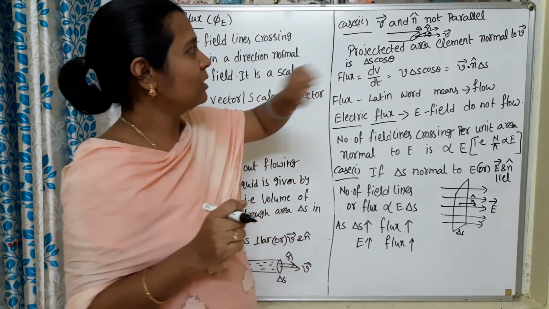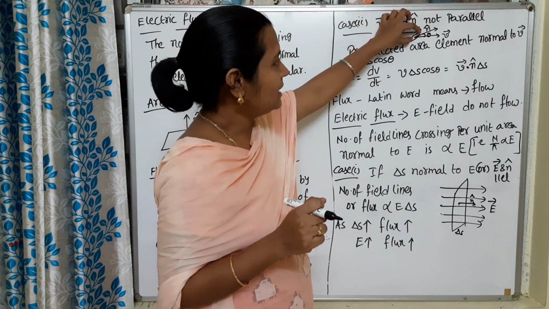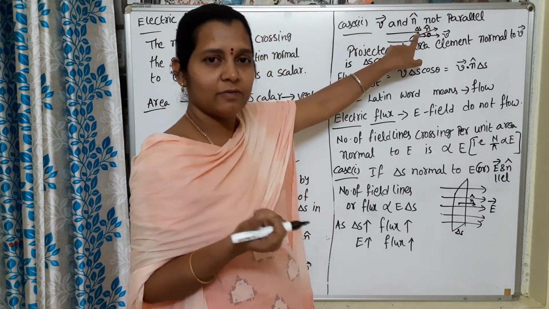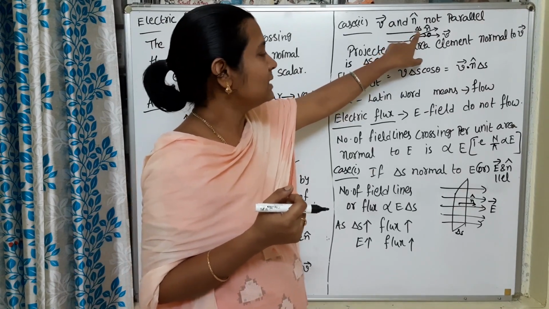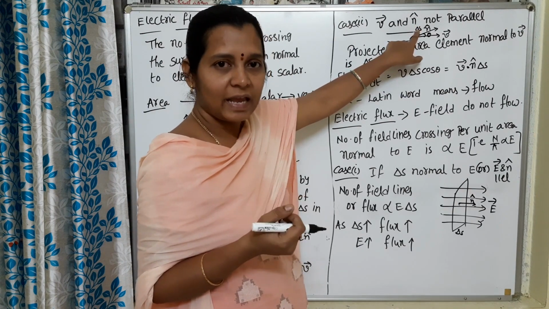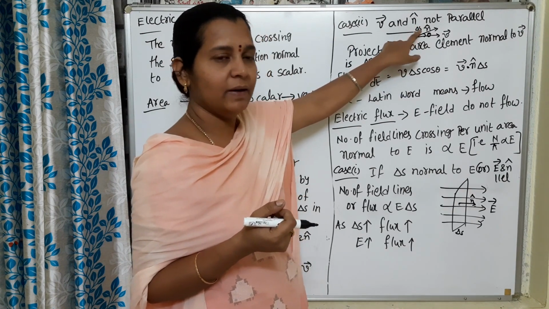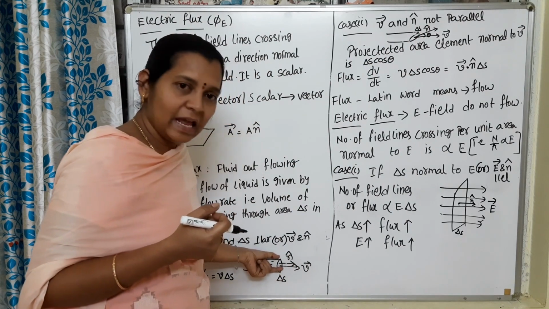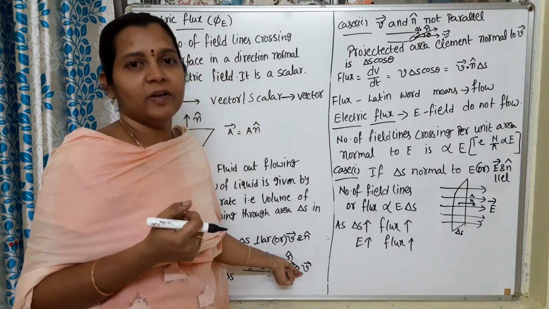In that case, the area element is a vector. Now consider the projection of this area element. How do we have to consider it? The area element must be perpendicular to V.